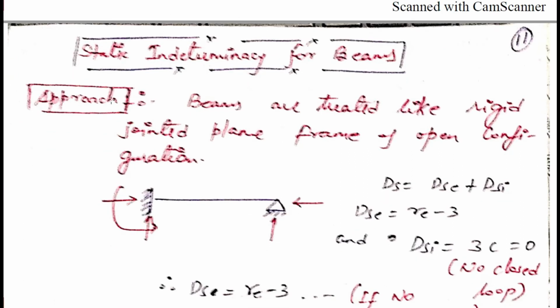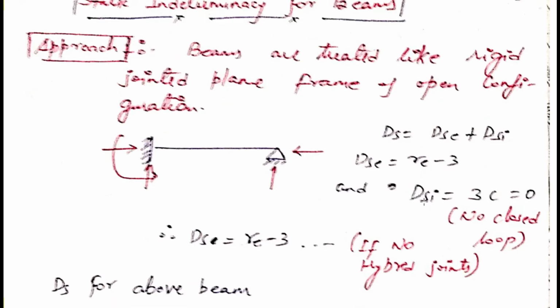And this is our approach one for static indeterminacy for beams. As you can see, beams are treated like a rigid jointed plane frame of open configuration, as we don't have any closed loop in beams. So our internal static indeterminacy in beams is equal to 0, as we are not having any closed loops. So DSI is equal to 3C, and we are not having a C value, so it is equal to 0. So only DSE will exist in beams. External static indeterminacy will exist only in case of beams.